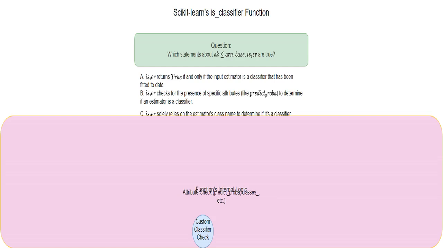I see the function's inner workings. Scikit-learn's _classifier doesn't just look at the name of something. It's smarter than that. It checks if the thing has special attributes like predict_proba, used for guessing probabilities, or classes_, telling us if it's already learned things. This way, I can figure out if it can actually classify stuff, regardless of what its name is.